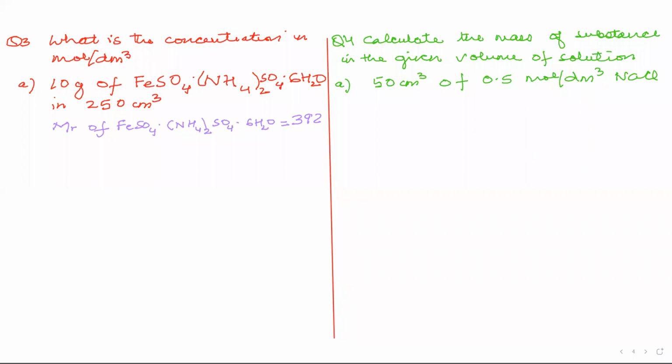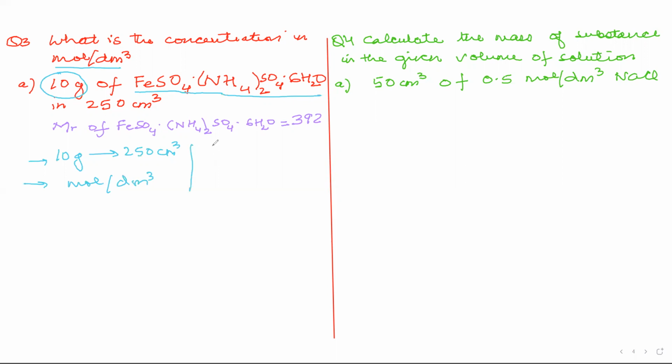Coming to the next category of the question. Now it says, what is the concentration in mole per dm cube? Now they have given us the mass of the solute, and this is the compound whose moles we need to calculate. It's a very complex compound and we need to find out moles per dm cube. So they have given us the mass as 10 grams, which is present in 250 cm cube, right? And from this, what we have to calculate is moles per dm cube.